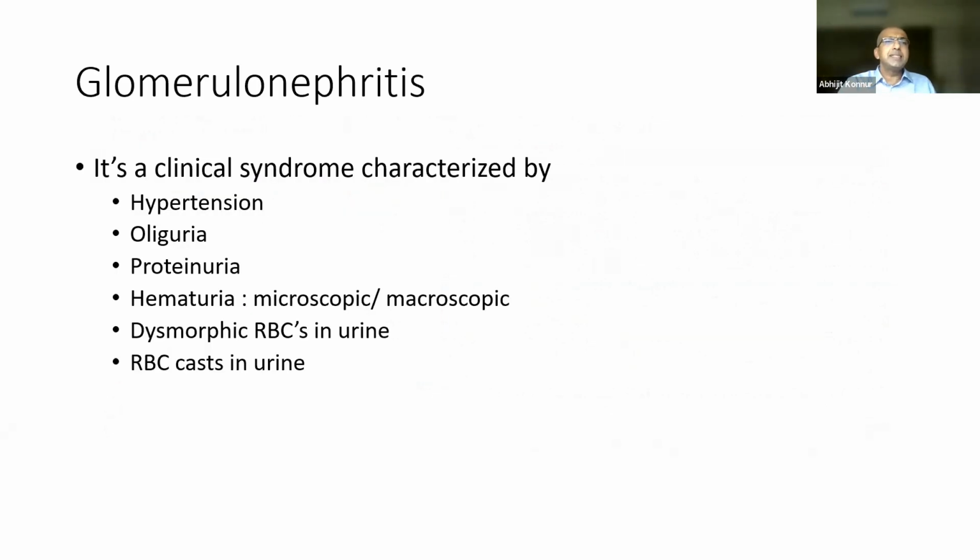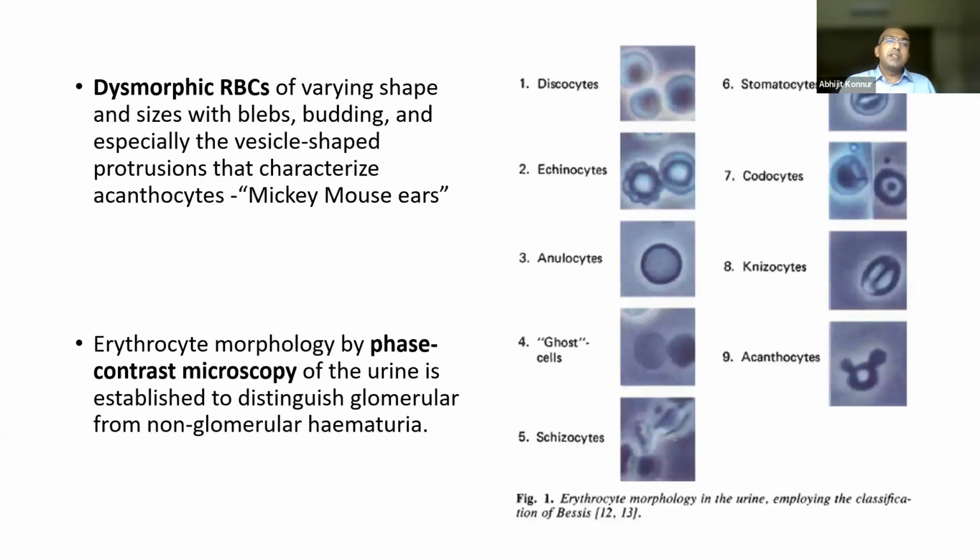As discussed earlier, glomerulonephritis is typically a syndrome which is characterized by hypertension, oliguria, proteinuria, hematuria, dysmorphic RBCs in urine, and RBC casts in the urine. Because dysmorphic RBCs and RBC casts are the pathognomonic features of glomerulonephritis, if you see even one, you know you're dealing with glomerulonephritis. It's important for us to know how they look.